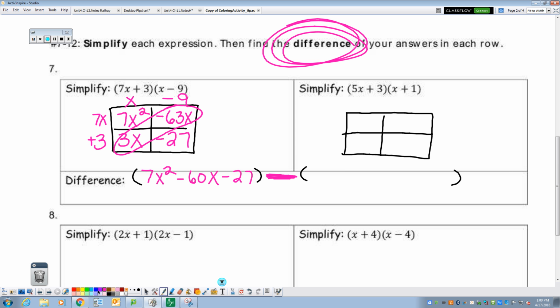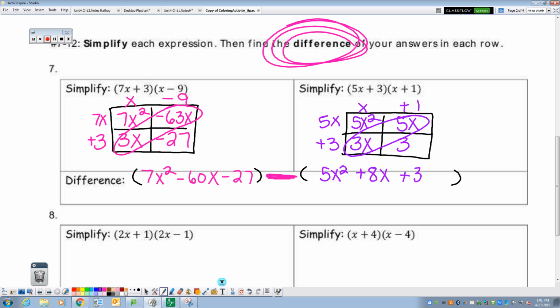Now I'm going to move over to the box on the right, 5x plus 3 times x plus 1. 5x times x is 5x squared. 5x times 1 gives me 5x. 3 times x gives me 3x. And in the bottom right corner, 3 times 1 gives me 3. Now I'm going to add that up and bring it into my second set of parentheses. 5x squared comes down. 5x plus 3x gives me 8x, and then plus 3.